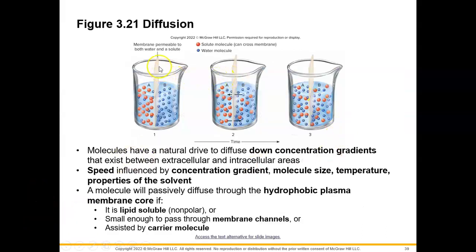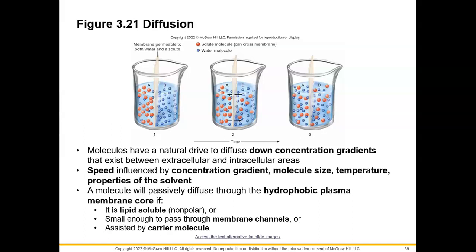This image shows diffusion through a semipermeable membrane. This membrane allows both the solute, shown in red, and water to pass through. Initially, there's pure water on one side and solute mixed with water on the other side. Because they can both pass through the membrane, they will move until they're evenly distributed across both sides. Molecules have a natural drive to diffuse down concentration gradients, including ones that exist between extracellular and intracellular areas.